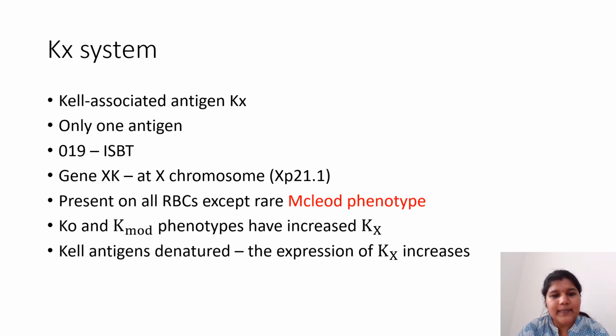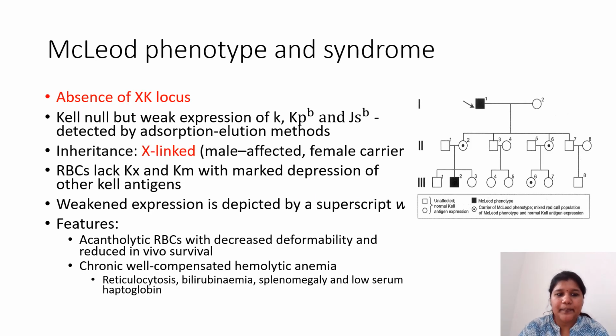Coming to the KX system, there is only one antigen, KX. It is present in the XK protein. They are present on all RBCs except the myeloid phenotype. The K0 and the K mod phenotypes have high levels of KX. When the Kell antigens are denatured, the KX expression increases.